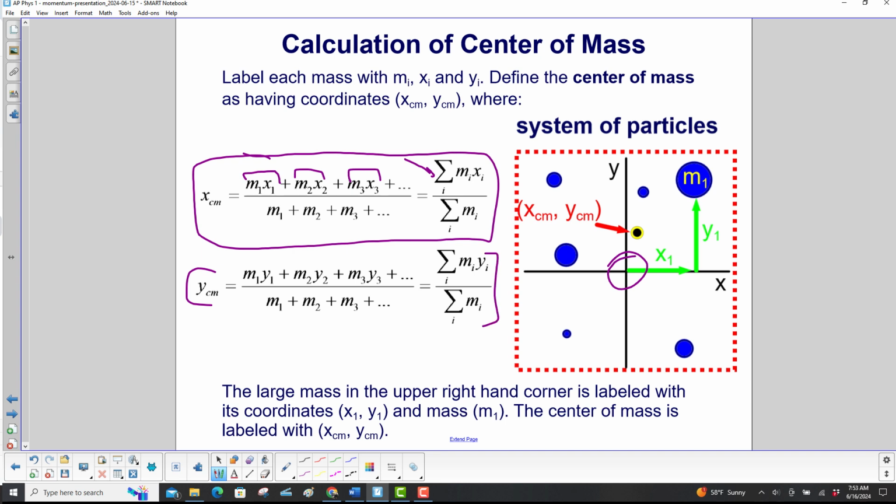So let's look at this large mass over here. That's labeled with the coordinates x1, y1, and mass m1. The center of mass is over here. And that we will find out if we were to calculate all these m sub i x sub i's, add them all together, divide by the total mass, because that's what this term is, and that would give you the coordinates of the center of mass.